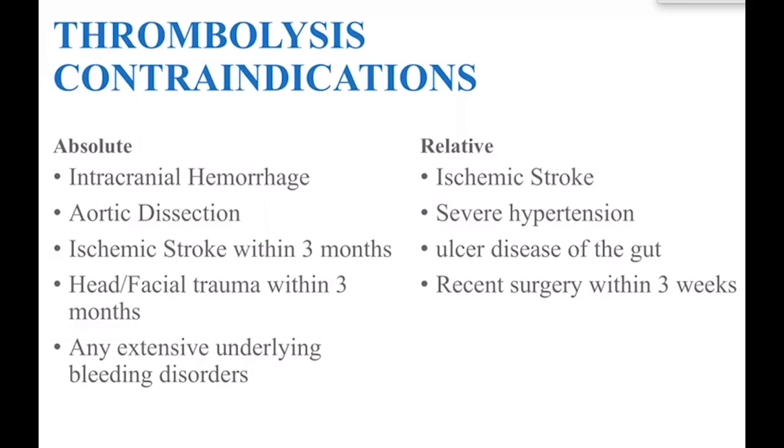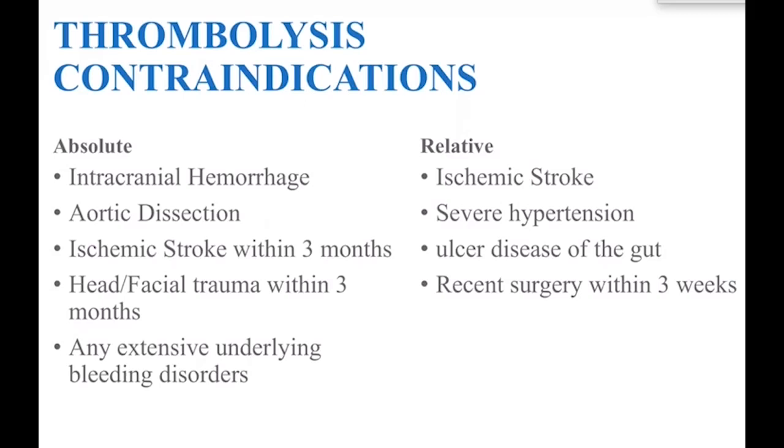Relative contraindications include ischemic stroke, severe hypertension, ulcer disease of the gut. You know, we've seen patients who bleed tremendously from ulcers in the gut. Oftentimes they're treated very well and they're not having any bleeding. So in those particular cases, you may get away with giving thrombolytics, and you also want to avoid it in patients who've had recent surgery within 3 weeks.